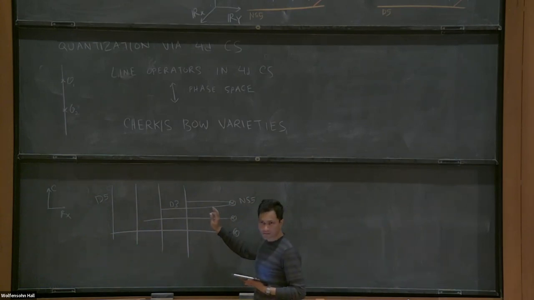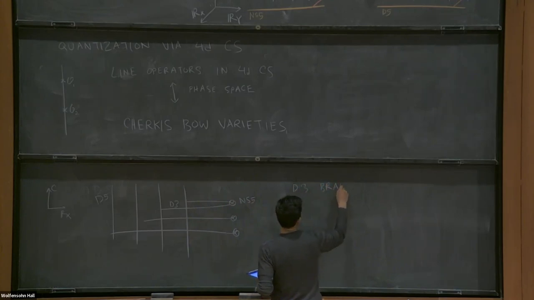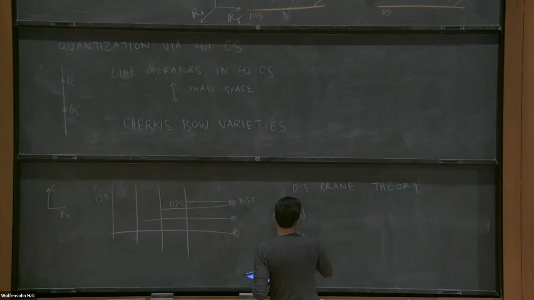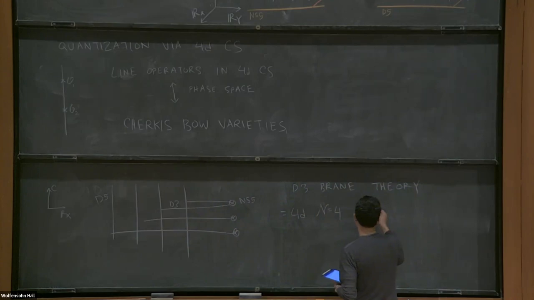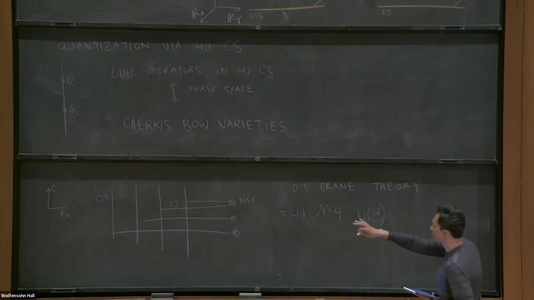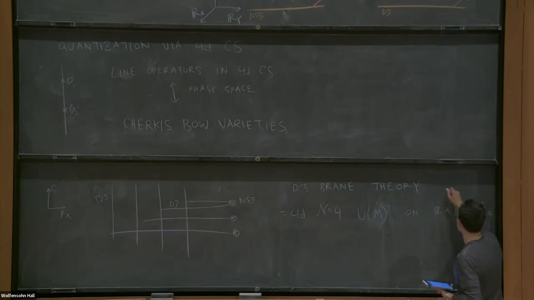But instead of considering the 3D N=4 theory, we can look at the D3 brane worldvolume theory as a 4-dimensional N=4 theory on an interval. So the D3 brane theory is N=4 with some gauge group. The gauge group is going to be determined by the total number of D3s, which doesn't have anything to do with the N of GL_N. So this is a different N. It lives on R times I times the omega deformation plane, where I is a finite interval.